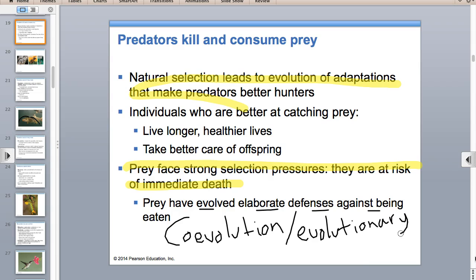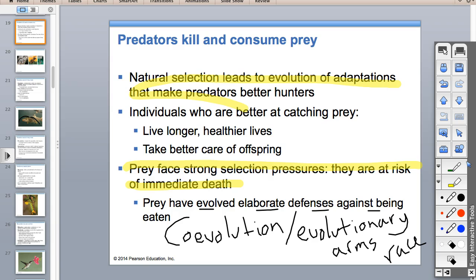If this is on the next slide or something, don't worry about it. But that's just where they're in this back and forth battle between who has the better offenses and who has the best defenses, the predator and the prey. Pretty interesting.